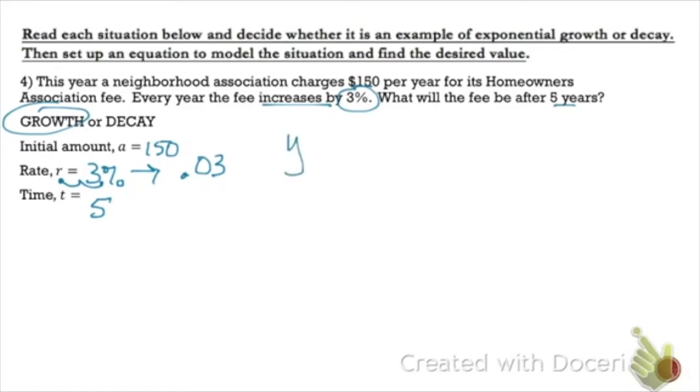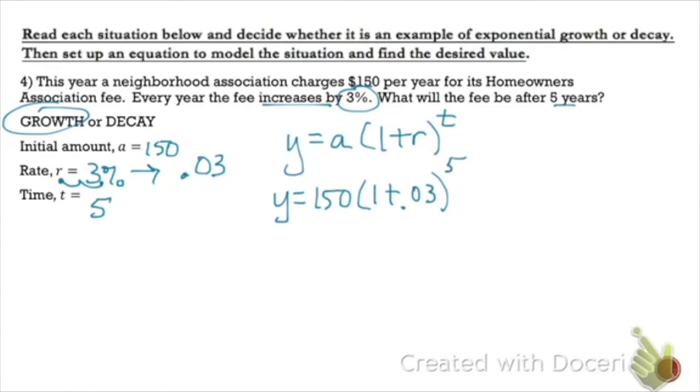So since it's growth, we're going to use our growth formula. y equals a times 1 plus the rate, all raised to the t. So our beginning amount is 150. 1 always stays the same, and what the 1 does is bring the original amount into our equation. And then our rate, we're going to use decimal and raise it to the 5th power.